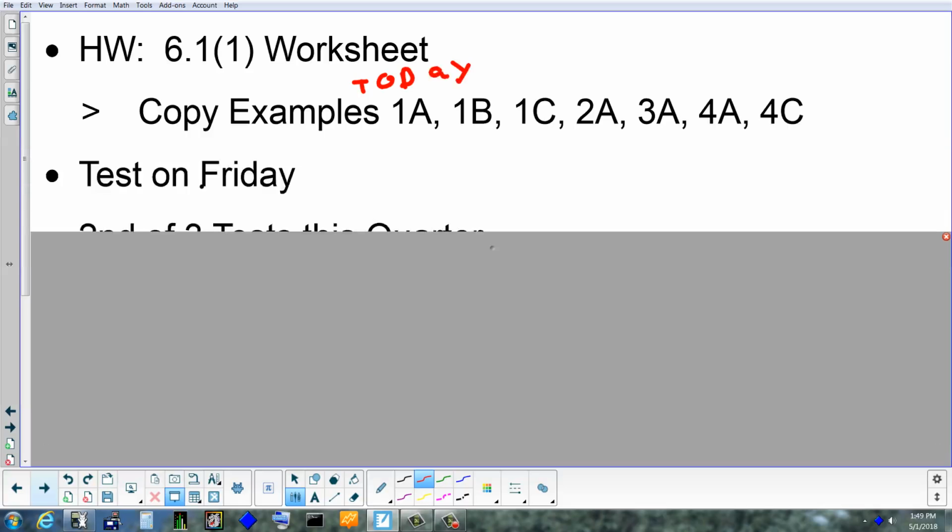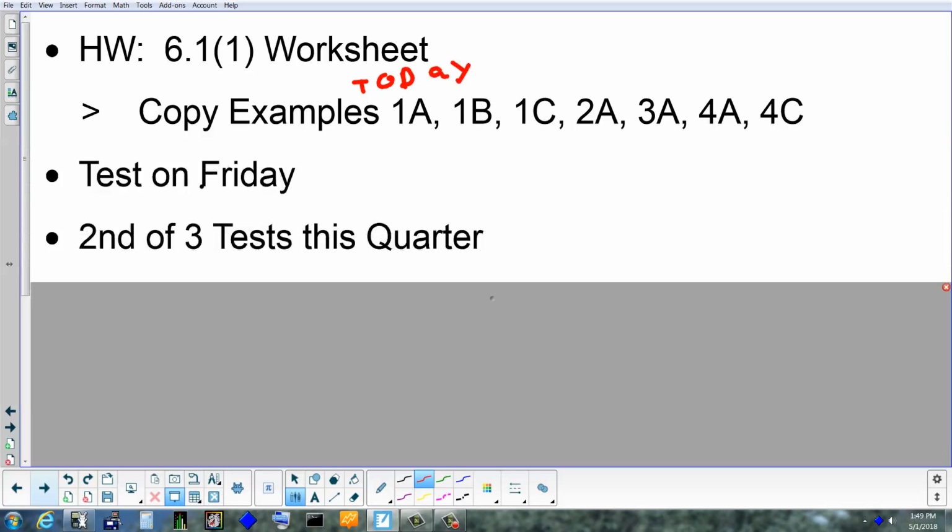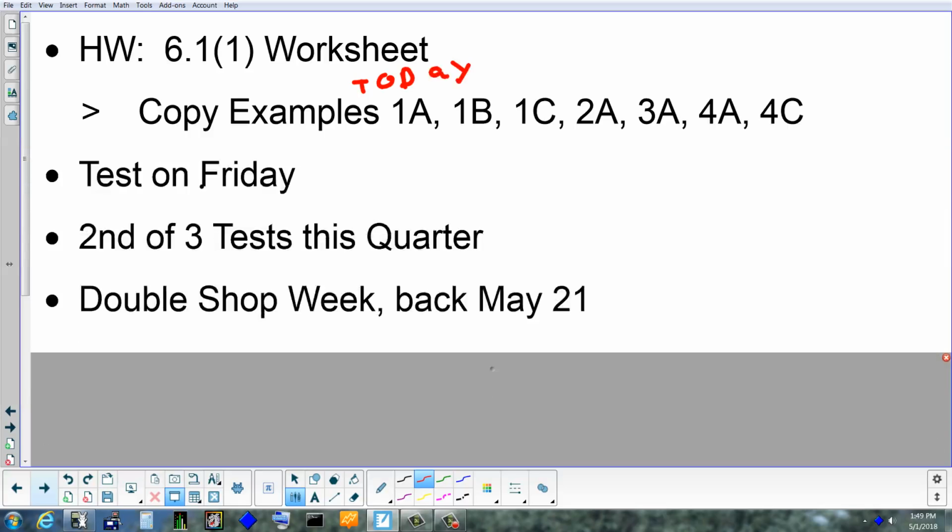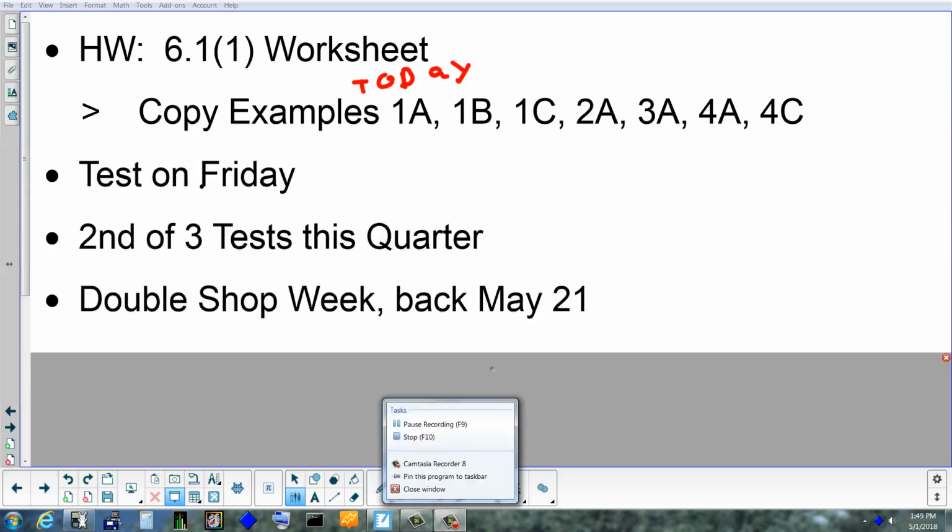Okay. Test on Friday. This is our second test of 3. We've got one more test after this. Double shop week, we've already mentioned that over the next couple weeks. Okay, so after this week, you come back May 21st.